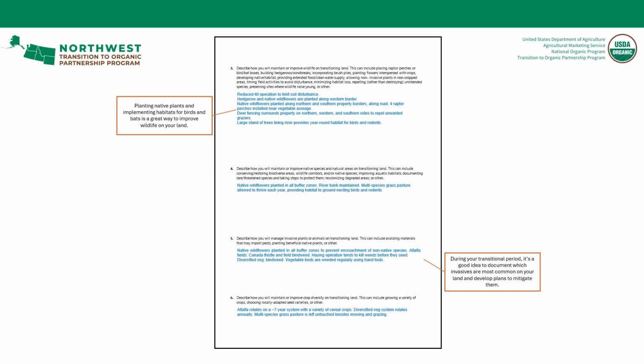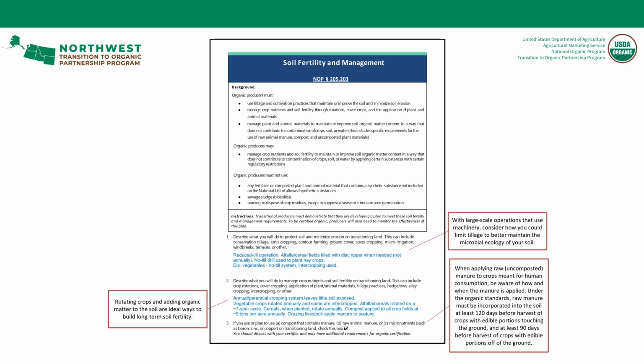Number 6 asks about crop diversity. Do you grow a variety of crops and rotate crops? Do you interplant? And do you choose species that are adapted for your region? The next section of the TPP is focused purely on soil. Number 1 asks how you will protect soil and minimize erosion.